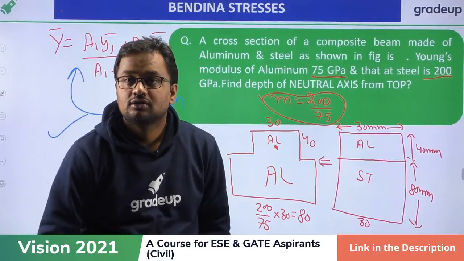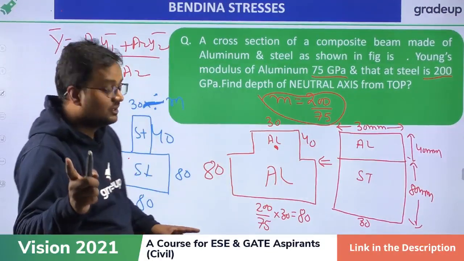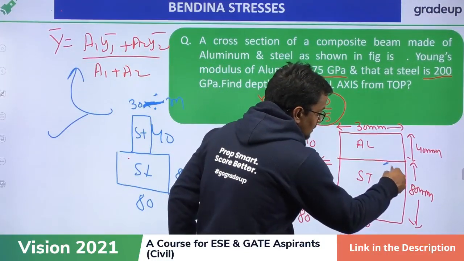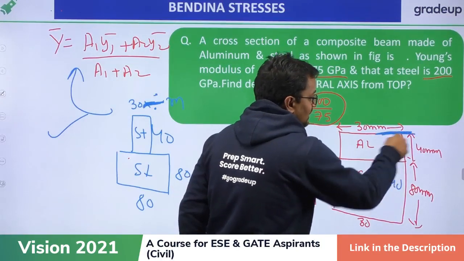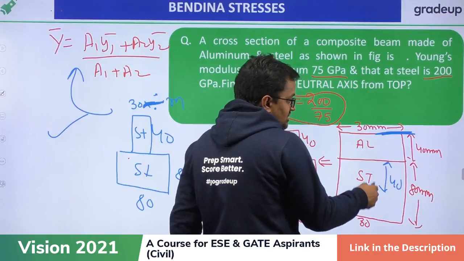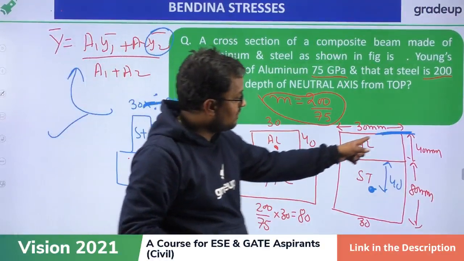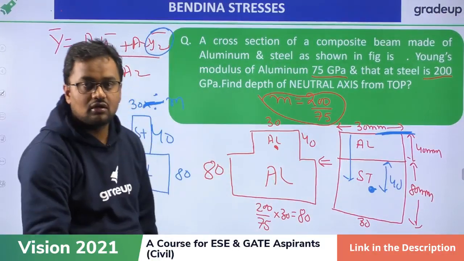See, Shashank asked about it. Y2 is 80. Since Y2 is the center of mass of this, this total is 80, so the center of mass is at 40. So from top I am calculating. From top, this point is at how much distance? 40 plus 40. So Y2 bar is 80. Y2 bar is the distance from top of the centroid of this. 40 plus 40 is 80. You all got the concept.